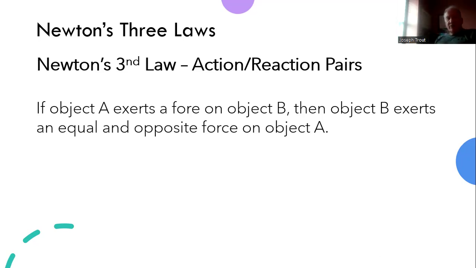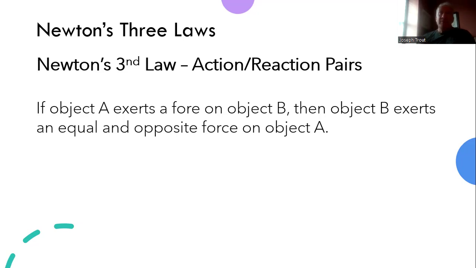And finally, we have his third law, the action-reaction pairs. It says if object A exerts a force on object B, then object B exerts an equal and opposite force on object A. For example, we know that the Earth is pulling on the moon, because the moon is orbiting around the Earth. But we also know that the moon is pulling on the Earth. The reason we know that is because of tides. Tides are caused by the moon pulling back on the Earth. And these forces are equal and opposite.